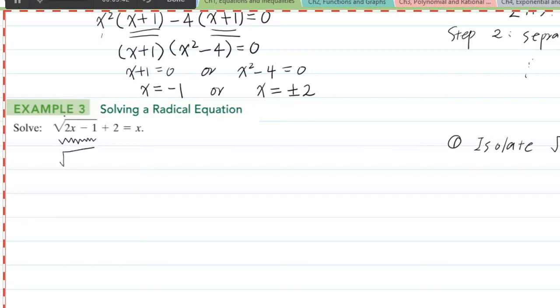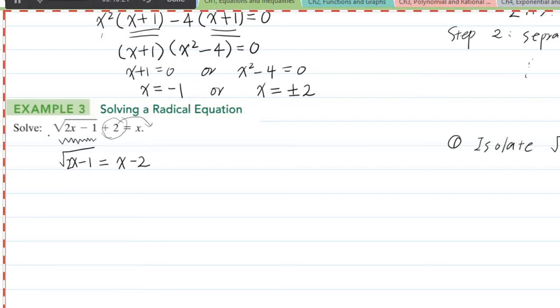So all we have to do is leave this 2x minus 1 on the left side, and then we're going to have everything else go to the right hand side. So you're going to have x, and then you have a plus 2 right here. Remember, plus 2, you go to another side, that'll become minus 2. So once we have this, that's step 1, isolate the radical.